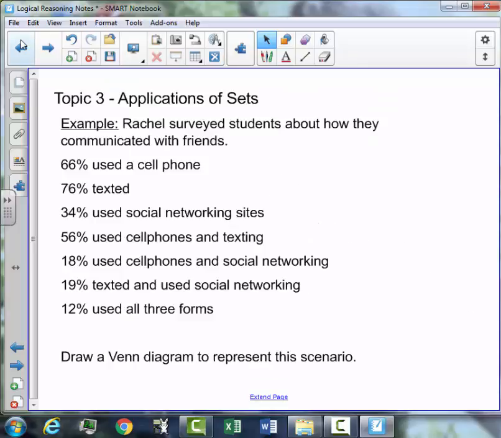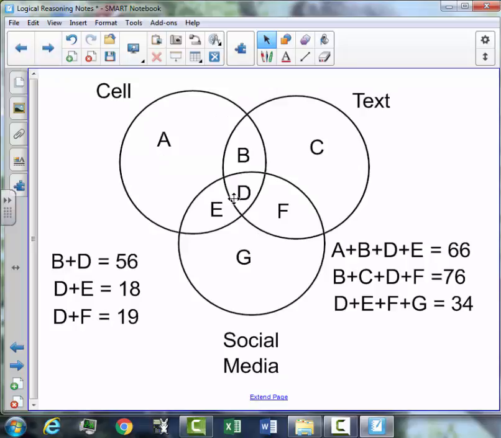And for the last piece of info we have here, 12% used all three. So the people who use all three, that's right dead center in the middle here, that's D. D equals, I already forgot what the number is. I have such bad memory right now. 12. Okay, so essentially this is a puzzle now to solve.